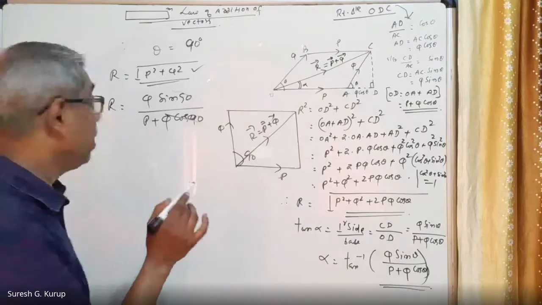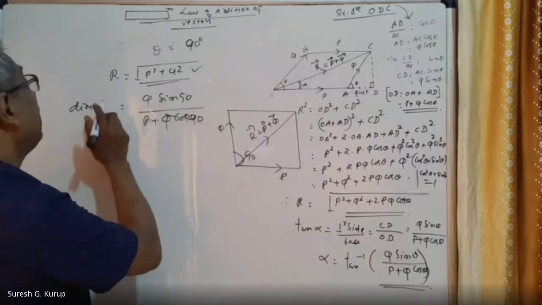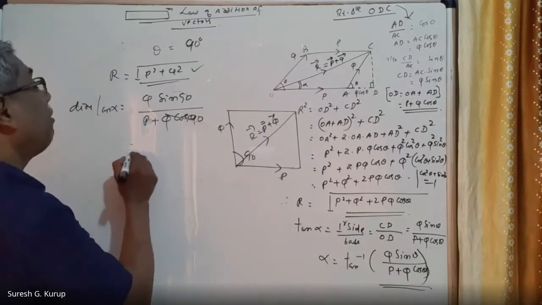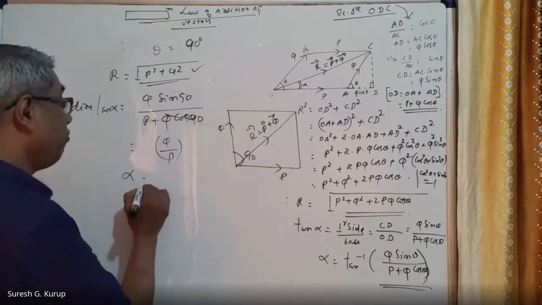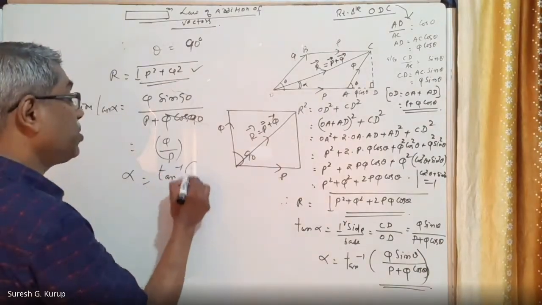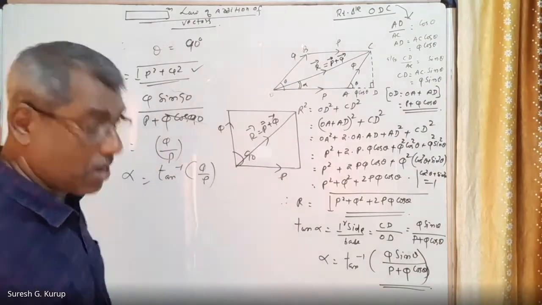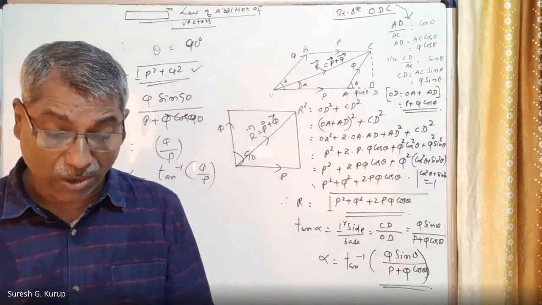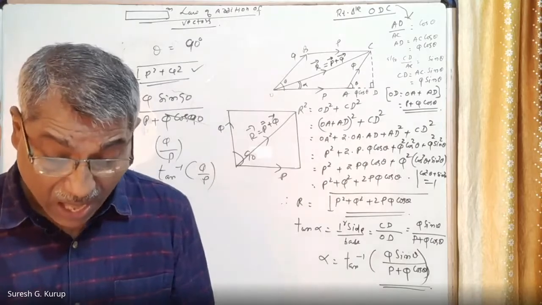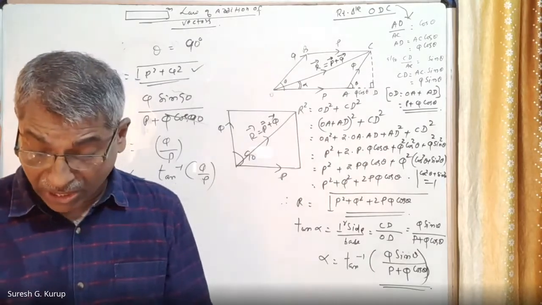Therefore, tan alpha you will get as Q by P. Tan alpha is equal to Q by P, or alpha is equal to tan inverse Q by P. So this is also the resultant magnitude of the two vectors. Am I correct? So this is the important thing.